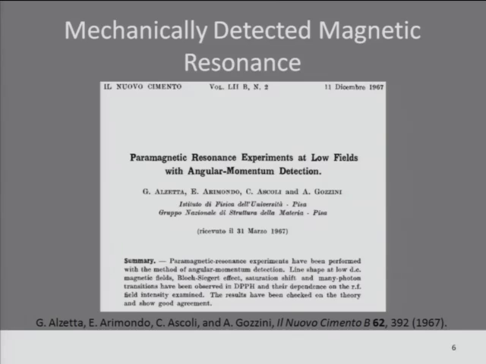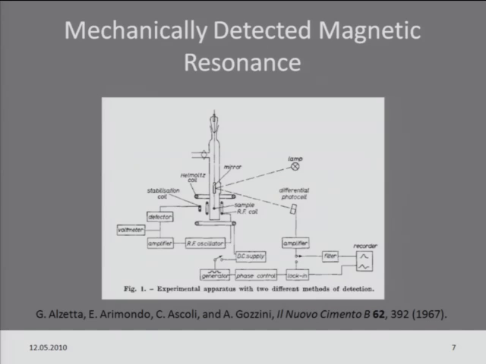So this is not really a new idea, mechanical detection of magnetic resonance. In fact, it was first done in the 50s and 60s. This is an example of paramagnetic resonance experiments done in the 60s in Pisa, based on a similar principle. Essentially, the resonance sample was absorbing some microwave field, it was absorbing some angular momentum, and then you were measuring the absorption of that angular momentum by measuring the bending of the sample at the end of a very long string.